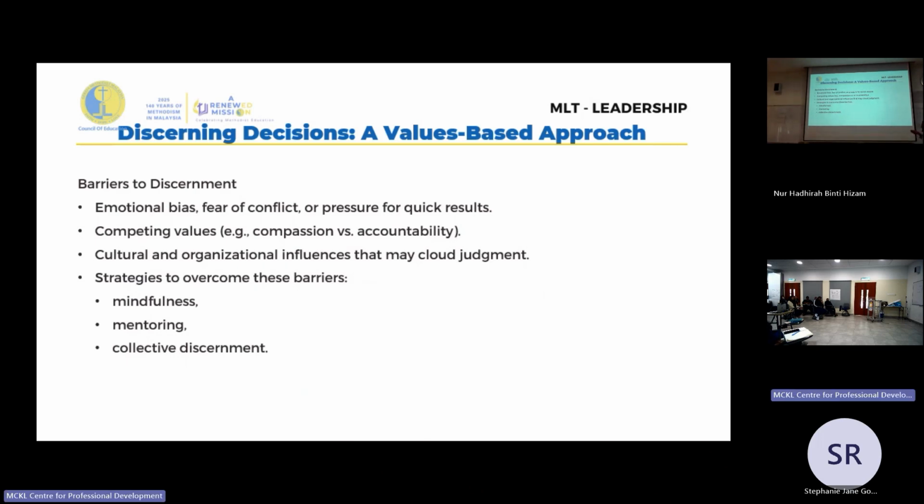Okay, the strategy to overcome this barrier is to always be mindful, always ask yourself, am I making the right decision? It's good to have a mentor, like Madam Rachel just now said, consult HR. If you find HR can help you, then consult them. And then do a collective discernment. Go back to Johnson & Johnson. The CEO didn't make the decision alone. He brought his people together. So it's good to work in a team to make the decision. All right.